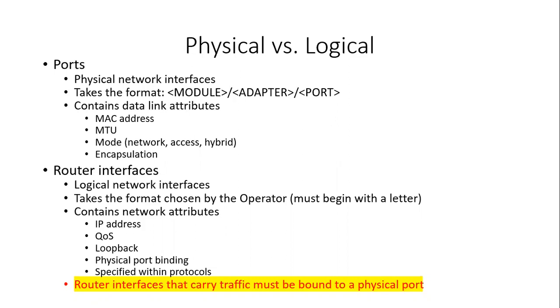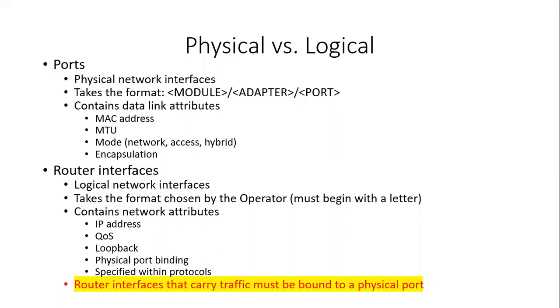And next is our logical router interfaces. And again, these are going to be our logical network interfaces. It's going to take the format chosen by the operator, but it must begin with a letter. And it contains all of our network layer attributes. Our IP address, we can apply QoS. We can specify whether or not this logical router interface is a loopback interface. It'll also contain our physical port binding, and we always specify the logical router interface within any protocols that we wish to configure.